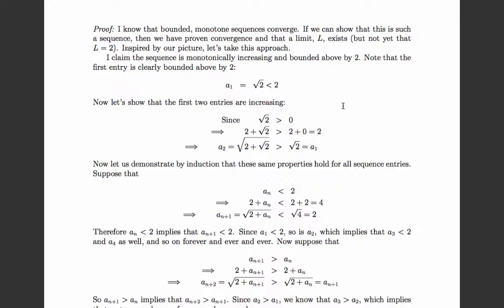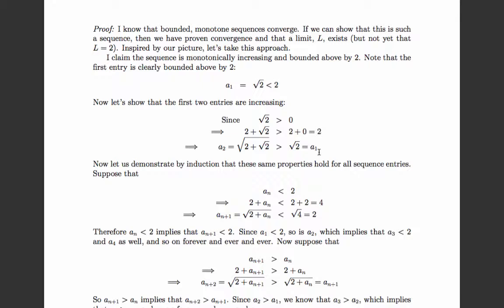Now, let's show that the first 2 entries are increasing. In other words, let's show that A2 is greater than A1. Well, A1 is the square root of 2, and that's positive. We know that. And we can add 2 to both sides of this inequality to obtain this: 2 plus the square root of 2 is greater than 2. And because the square root is an increasing function, we showed that earlier in the semester, I know that the square root of 2 plus the square root of 2 is greater than the square root of 2. On the right, I have A1. On the left, I have A2. A2 is greater than A1.